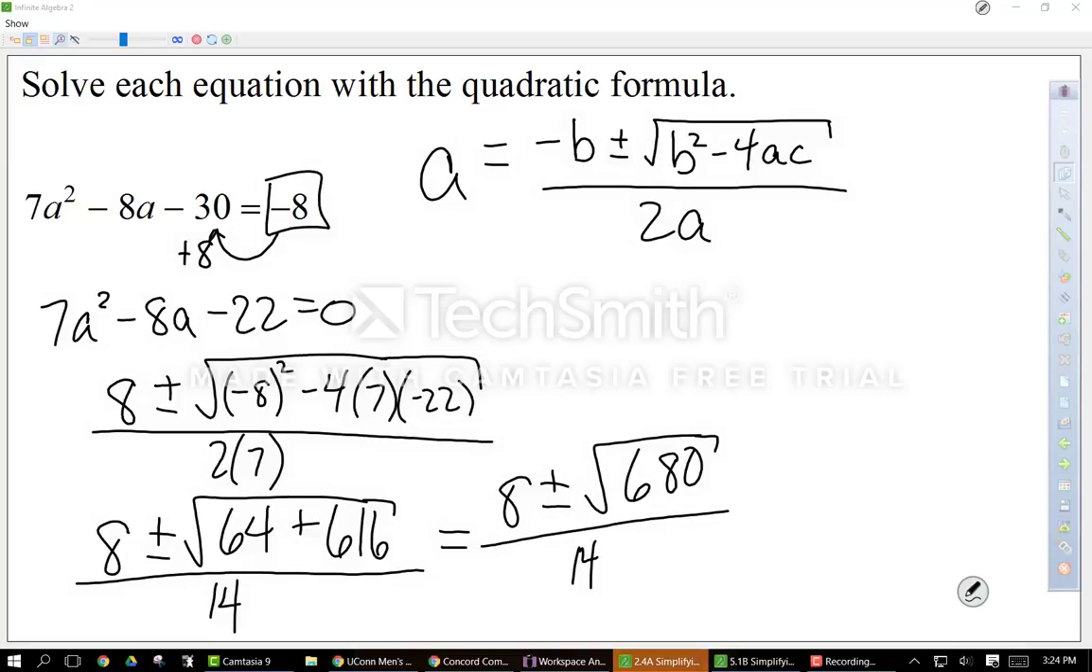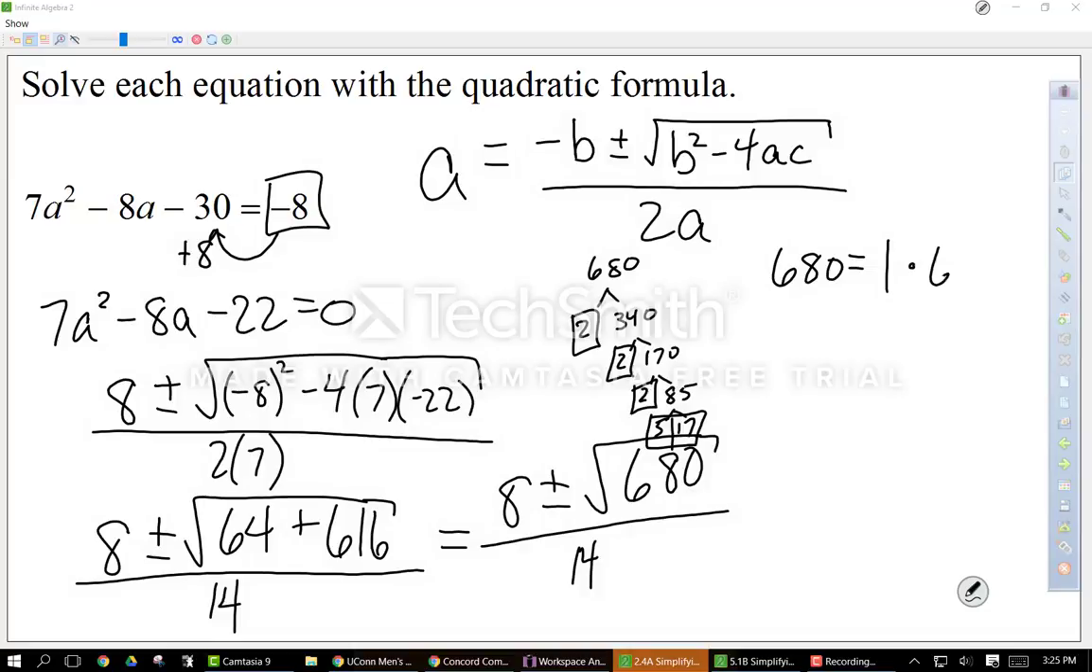So I need to take the 680 and start doing my prime factors. 2 times 340, 2 times 170, 2 times 85, 5 times 17. Prime, prime, prime, prime. That's the one way with the prime factors if you were in early college. If you are not in early college, remember we talked about finding perfect squares.